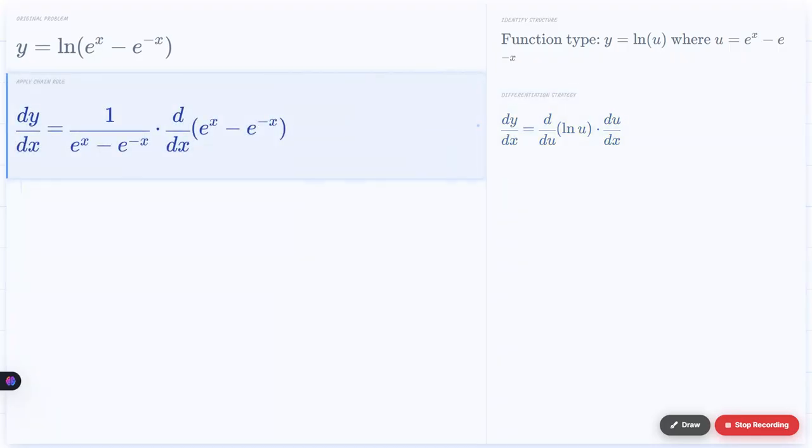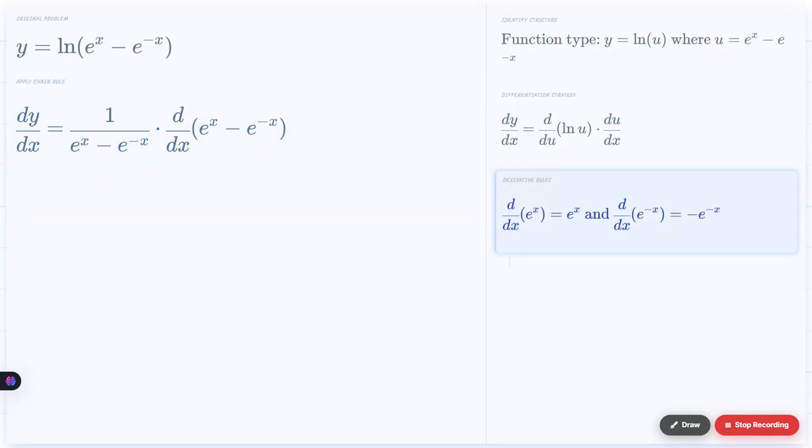We apply the chain rule by writing dy divided by dx equals 1 divided by e to the power of x minus e to the power of negative x, times d divided by dx of e to the power of x minus e to the power of negative x. We do this to start solving for the derivative. The chain rule says we multiply the outside part by the inside part.